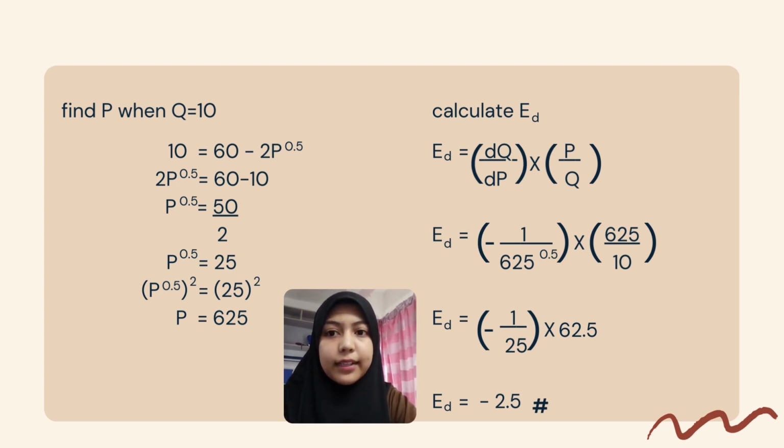So for the price elasticity of demand, we will need to substitute the amounts into the formula. First, dQ per dP is the first derivative that we already calculated, which is negative 1 per p to the power of 0.5. But we already calculated that when Q equals 10, the p is 625. So the amount we will need to put here is negative 1 per 625 to the power of 0.5 times the price, which is 625, per quantity, which is 10. So the price elasticity of demand is negative 2.5.